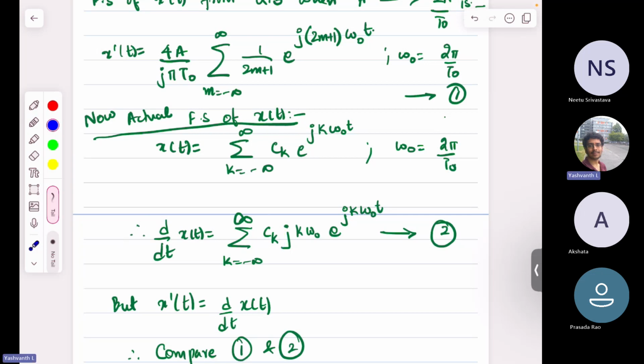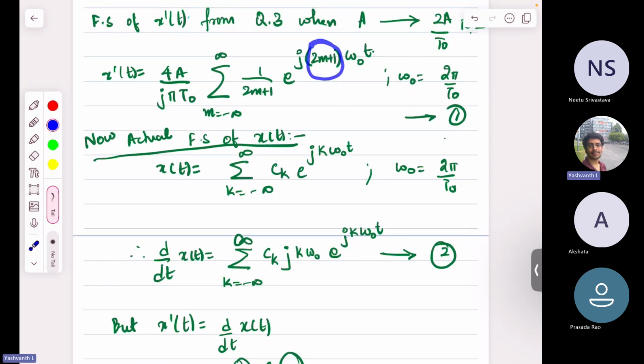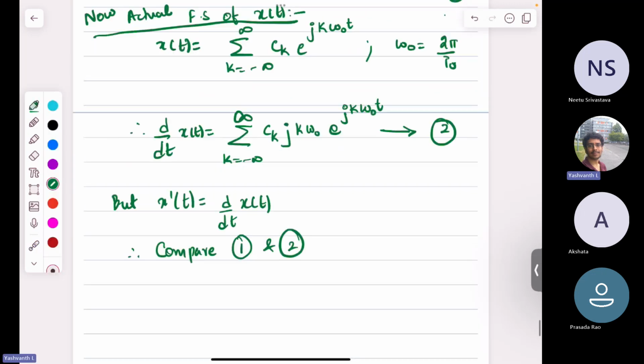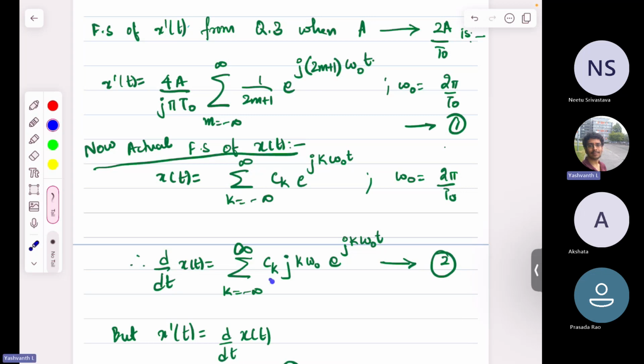Basically here it only contains odd coefficients, odd harmonics. So what does it mean? Any even harmonic, that is C2m, will be equal to 0. You just need to compare equation 1 and 2. For every even harmonic, because this contains only odd harmonics, only 2m plus 1 omega naught is present, not 2m times omega naught. That means for any even harmonic, this ck into jk omega naught should be equal to 0.